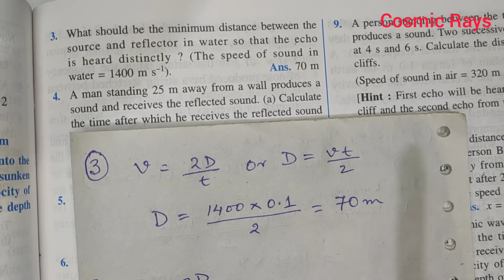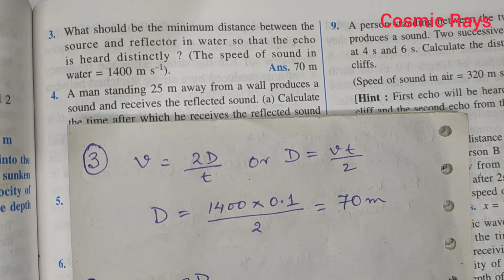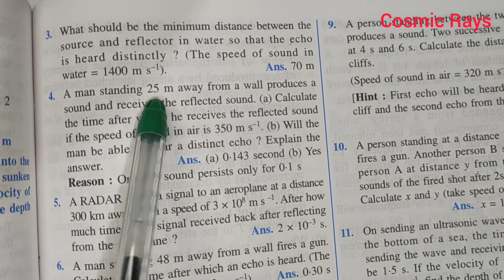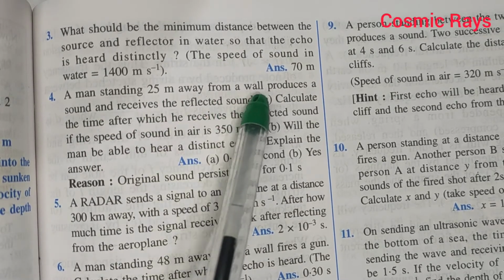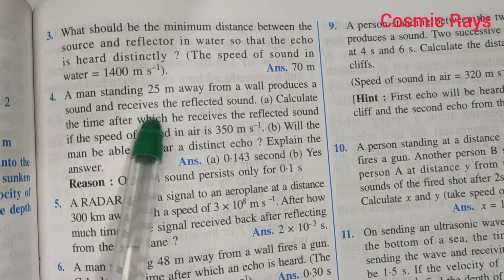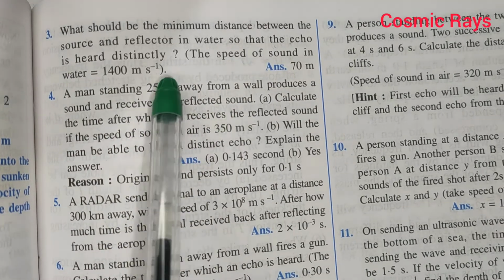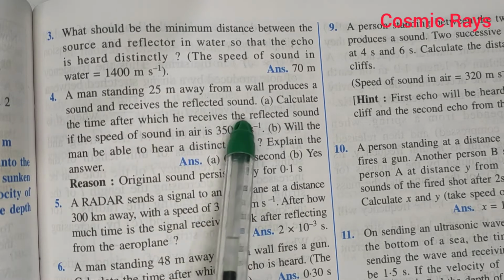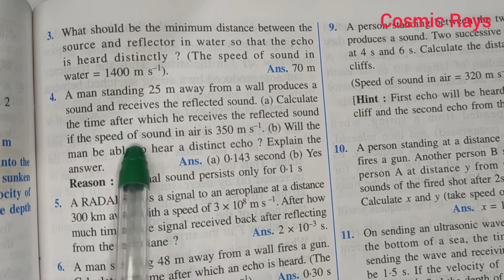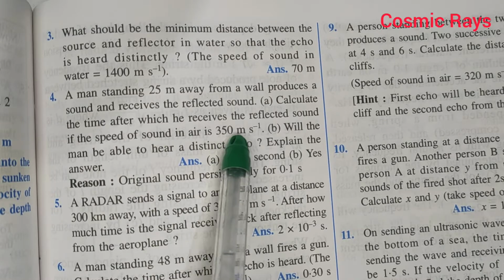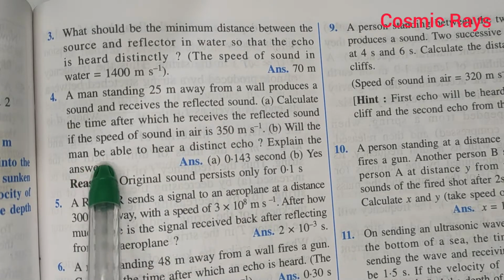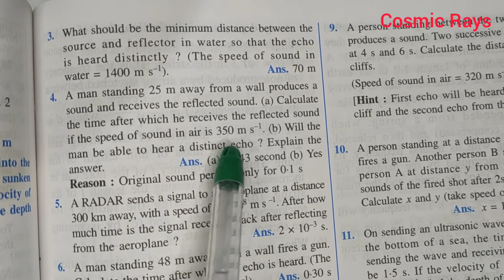So you calculate it and you get the answer. Next is question number 4. It says a man standing 25 meters away from a wall produces a sound and receives the reflected sound. The distance is 25 meters. We have to calculate the time after which he receives the reflected sound, that is the echo, if the speed of sound in air is 350 meters per second. And will the man be able to hear a distinct echo?